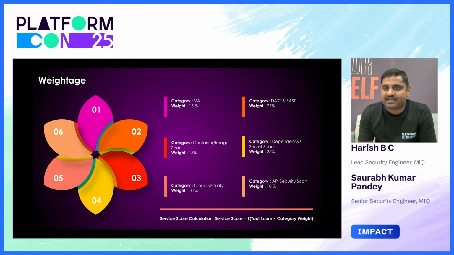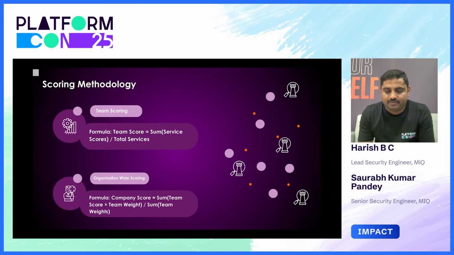For DAST and SAST, we have taken 25 percentage. For dependency scanning, we have taken 25 percentage. Similarly, we have defined multiple categories, and based on the risk appetite, we have taken the weightage. Now, there are two scoring methods.